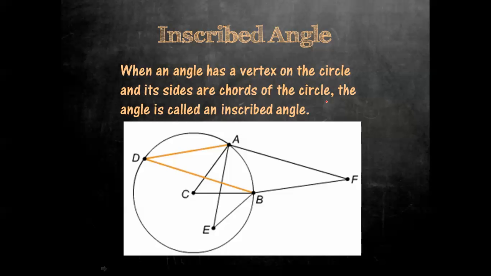An inscribed angle is when an angle has its vertex on the circle and its sides are chords of the circle. So, for example, the angle itself, so angle D here, has to be on the circle. So angle C would not be an inscribed angle. It has to be on the circle, and the endpoints also have to be on the circle in order for it to be an inscribed angle.